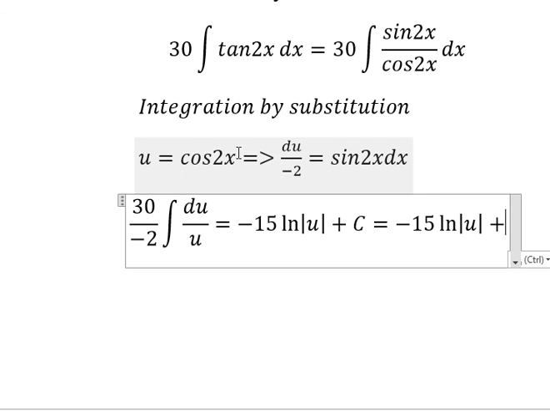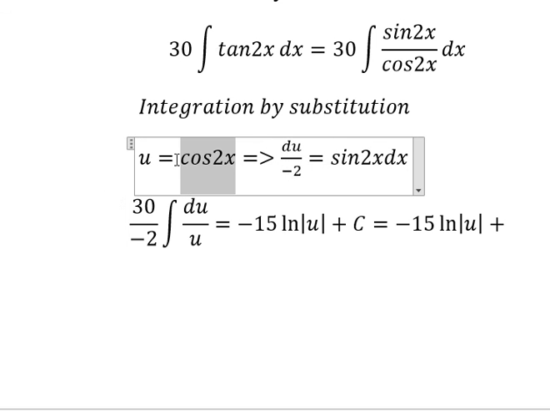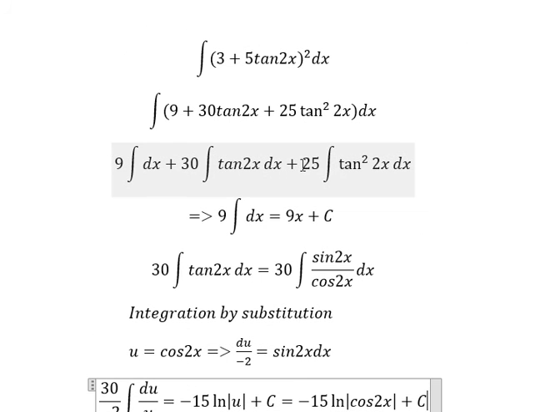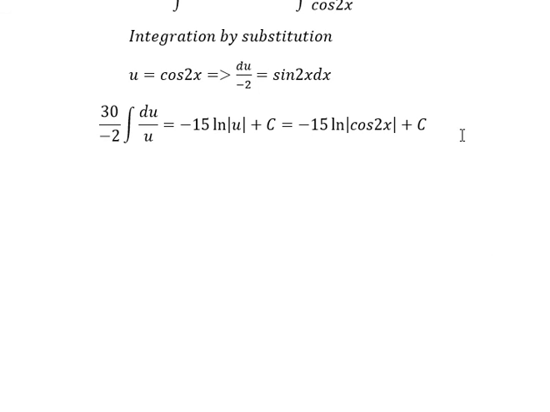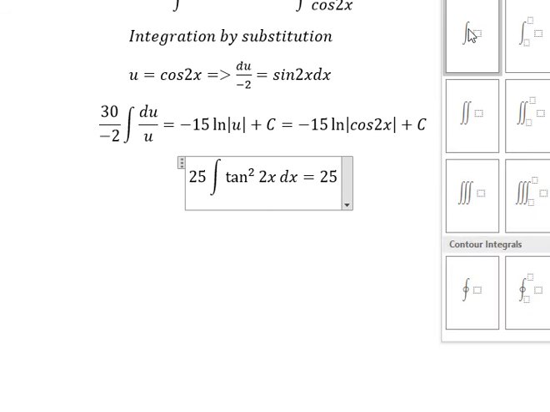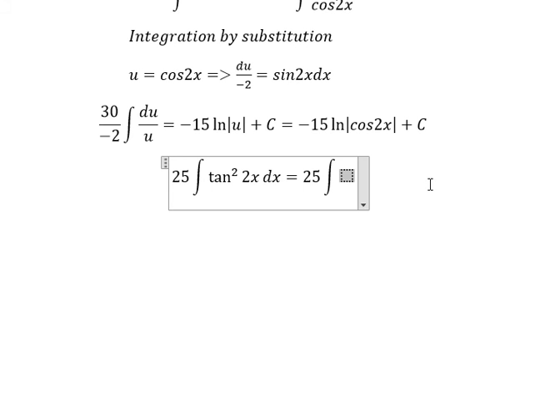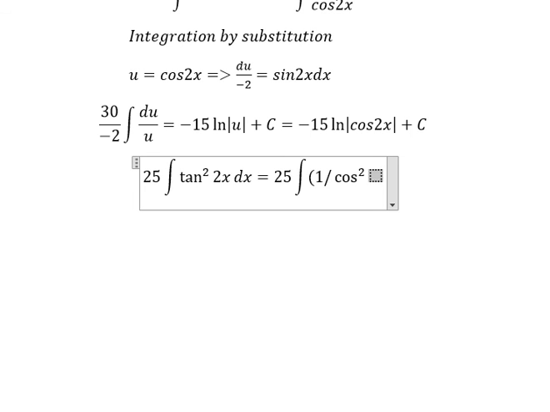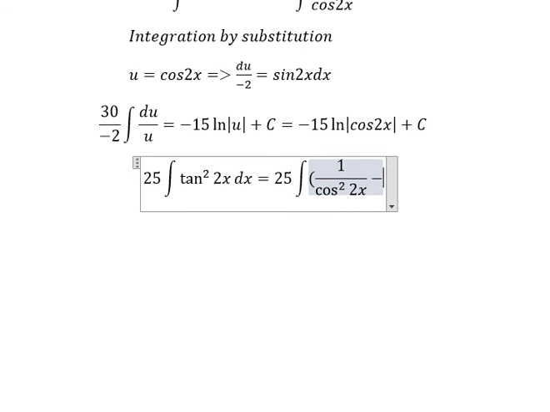And we put u equals cos 2x back into this one. And the last one, in here we can put 25 multiplied by the integral of 1 over cos² 2x minus 1.